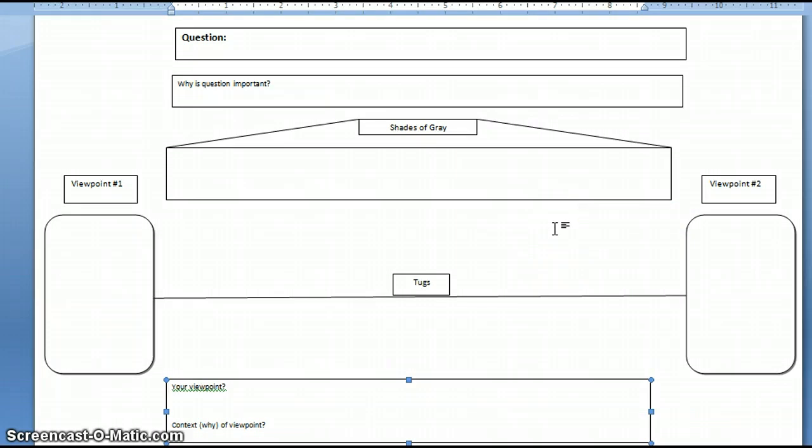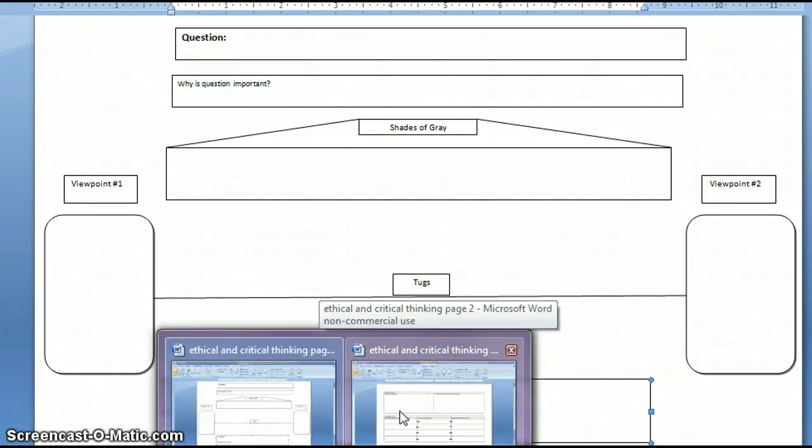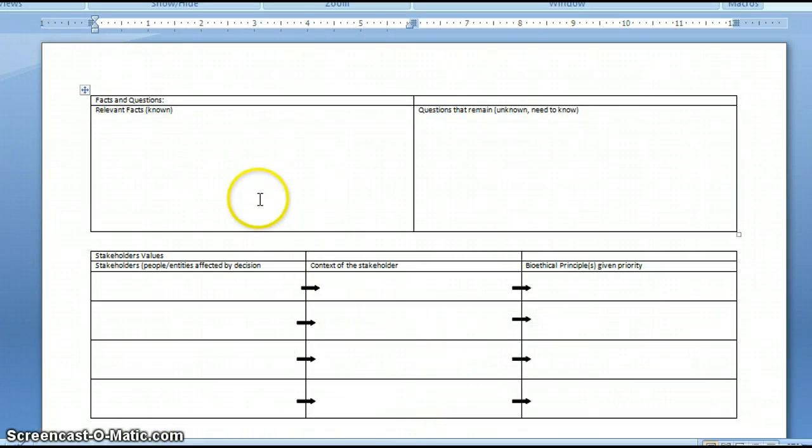After you do that, and you may come up with new shades of gray as you go through this process, you may think of more as you go along, then you're going to go to the back page, which looks like this. Now that we know the issue, our extreme viewpoints, and our in-betweens, our shades of gray, we need information in order to go through the ethical process of answering this question.